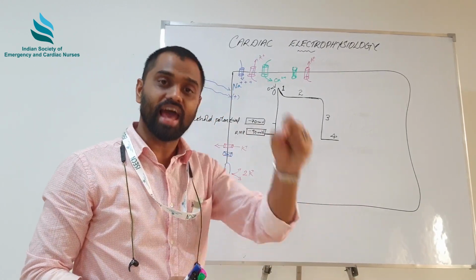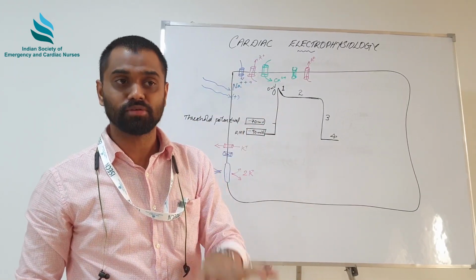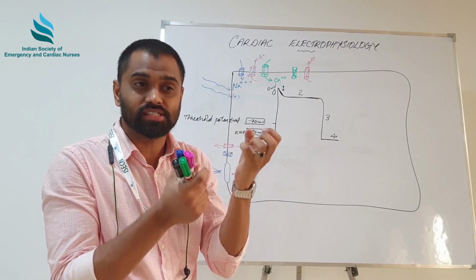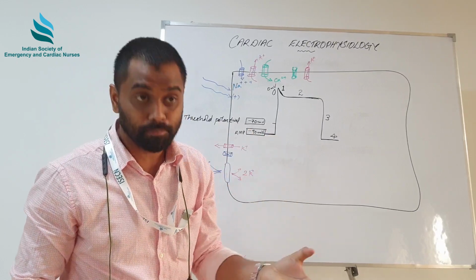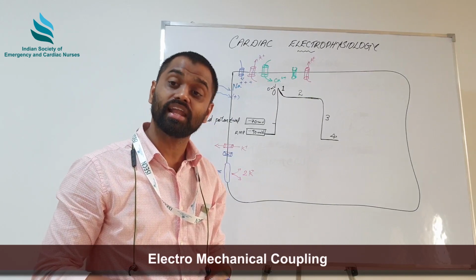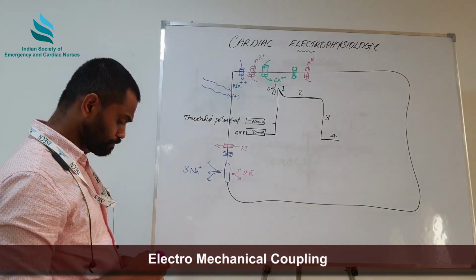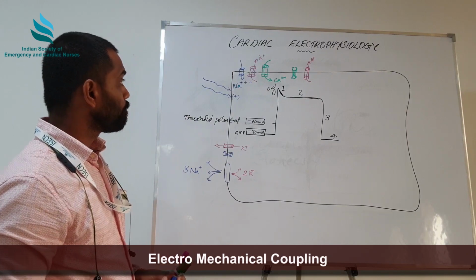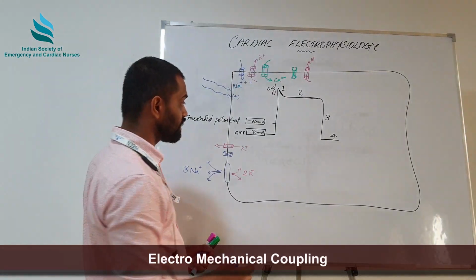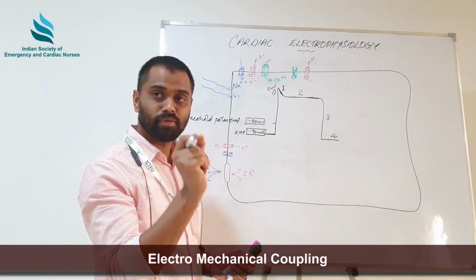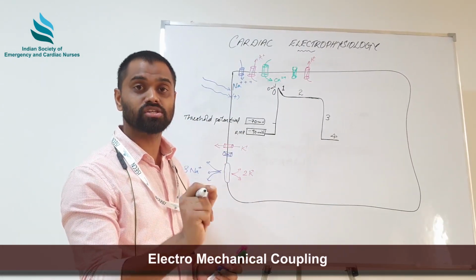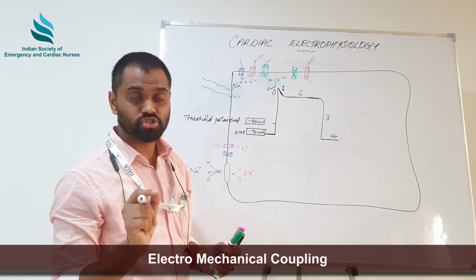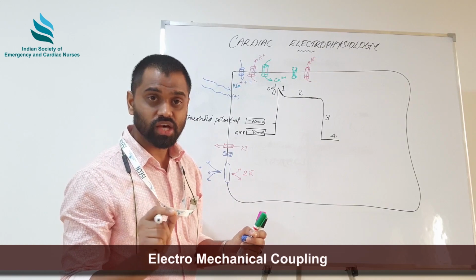So the mechanical action is related to the electrical action through a process called electromechanical coupling. So let us see what is happening in electromechanical coupling. We know that every cell, muscle cell, this is a cardiac muscle cell, has small muscle units, and those muscle units are called sarcomeres.